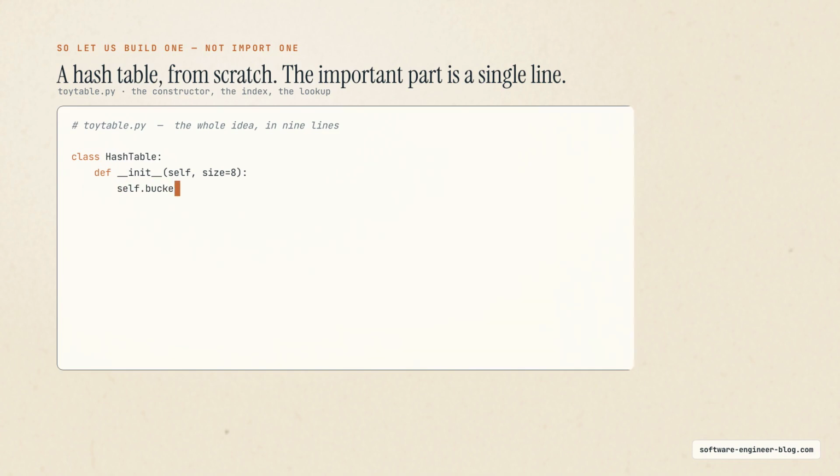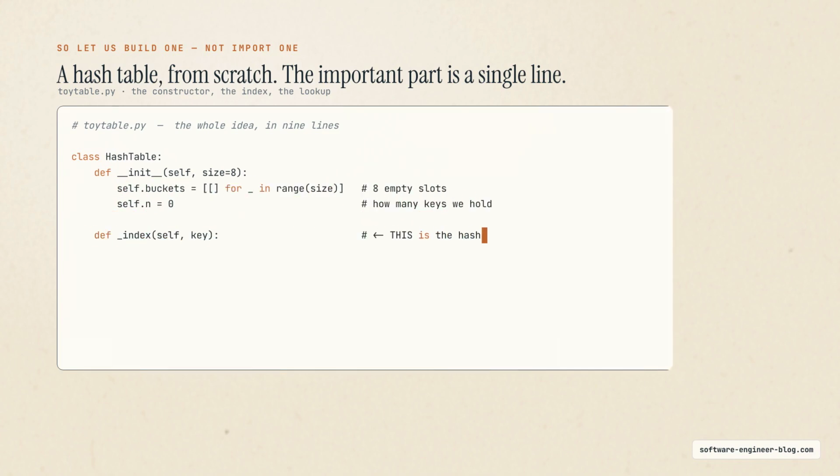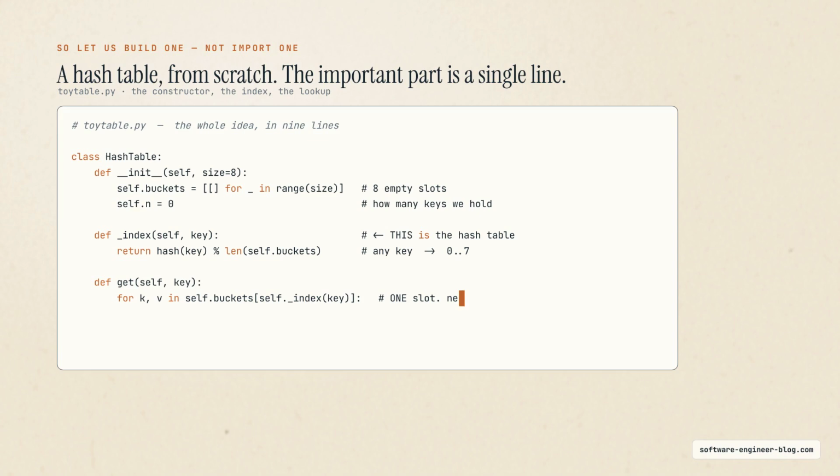Second line, count, counts how many keys we hold, and it matters later. Now the important one, and honestly, this is the whole video. Underscore index takes a key and returns hash of key modulo the number of buckets. Hash is built into Python. Hand it a string and it hands back a large integer. Modulo 8 folds that integer down into the range 0 to 7. Key goes in, slot number comes out.